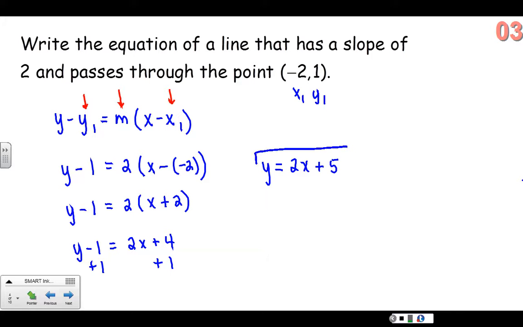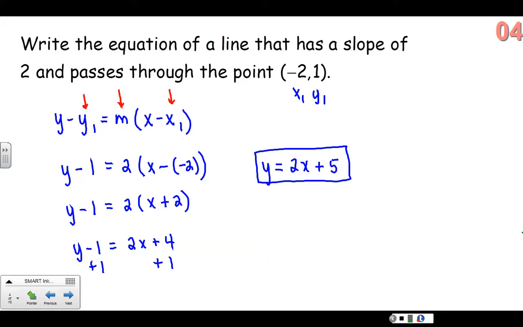Now again, this equation is in slope-intercept form. Pay special attention to the instructions that you're given in the problems that you're working. If they ask you for slope-intercept form, you would be done with this problem. If they ask you to write your equation in standard form, if you remember that, then we're going to have to do a little bit of work on it.